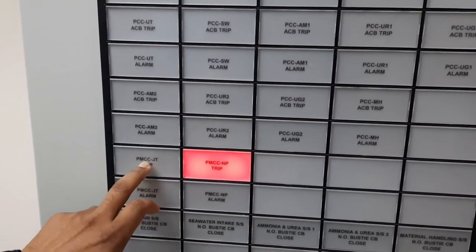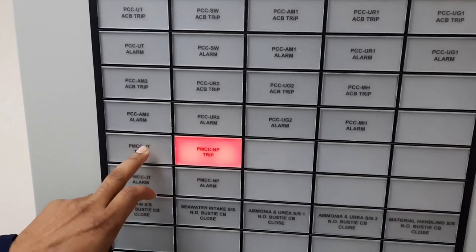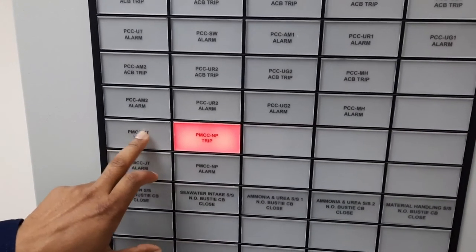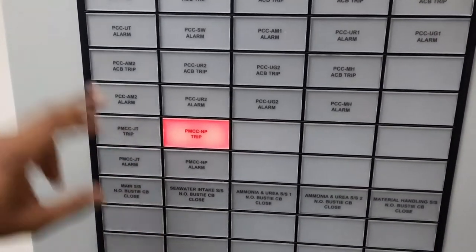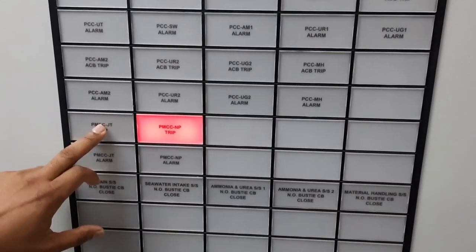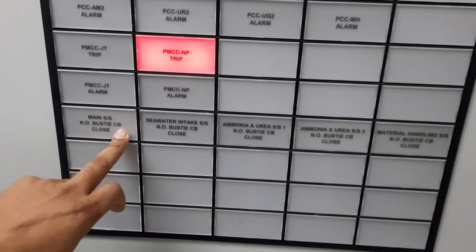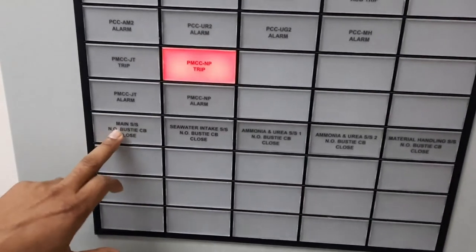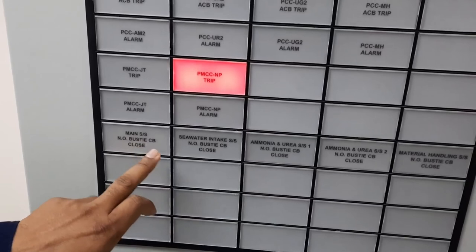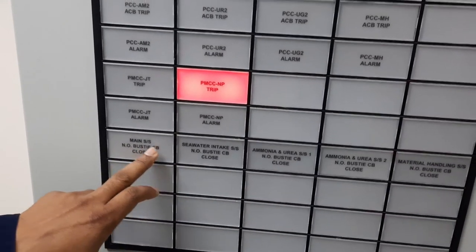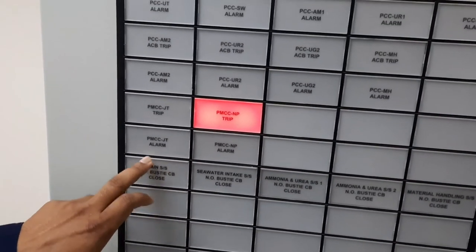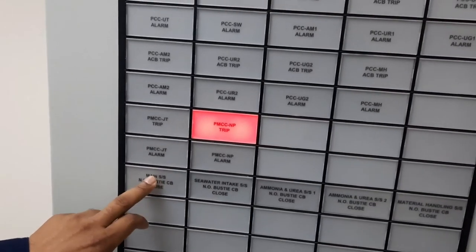So now see PMCC, power control motor control center, JT. JT gate area, if this trips, that time alarm comes here. This is your main substation. Main substation, NO means normally open bus tie circuit breaker. Okay, if this normally open bus tie circuit breaker closes, that time alarm comes here.